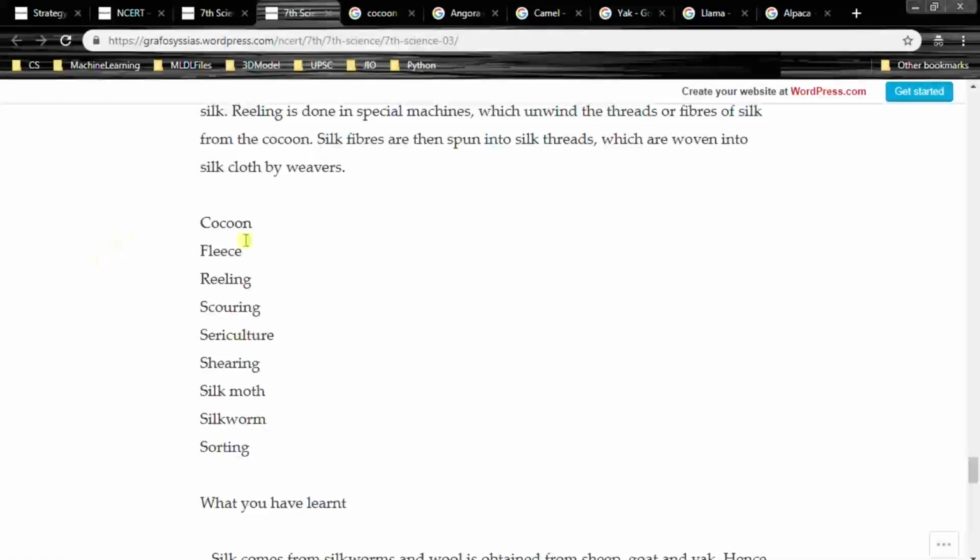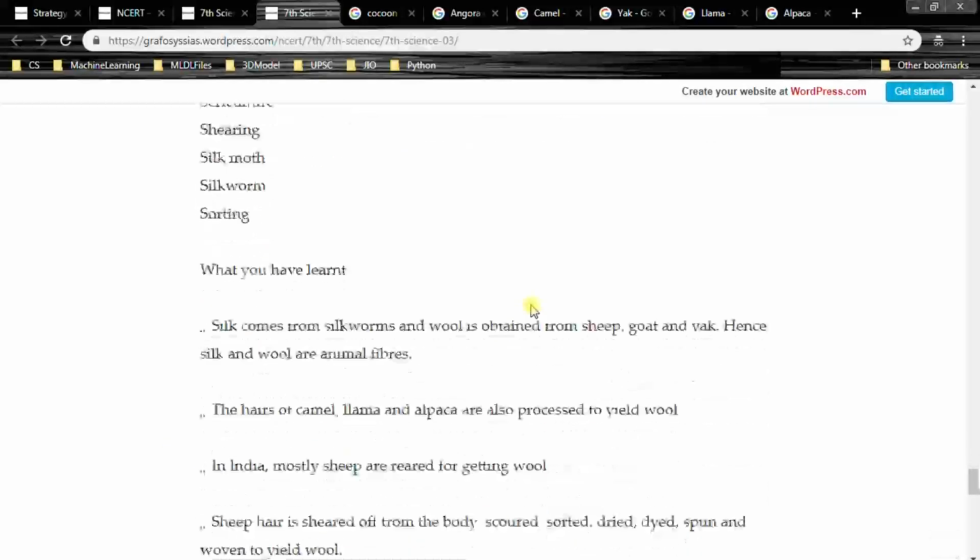So remember all these things: cocoon, fleece, reeling, scouring, sericulture, shearing, silk moth, silkworm, sorting. What you have learnt: silk comes from silkworms and wool is obtained from sheep, goat, and yak. Hence silk and wool are animal fibers. The hairs of camel, llama, alpaca are also processed to yield wool.